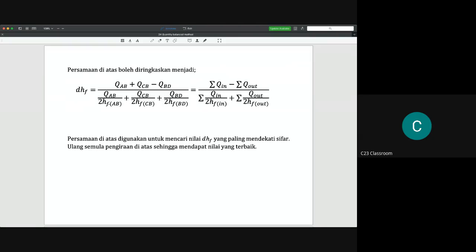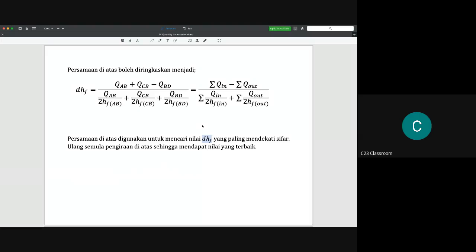And then from this one, we could say that we do the summation. We get the summation for all the input and output. So we have the Q over 2HF for inlet plus the sigma for Q over 2HF for the outlet. So what we need to do is calculate this one to make sure that the delta F is equal to 0.